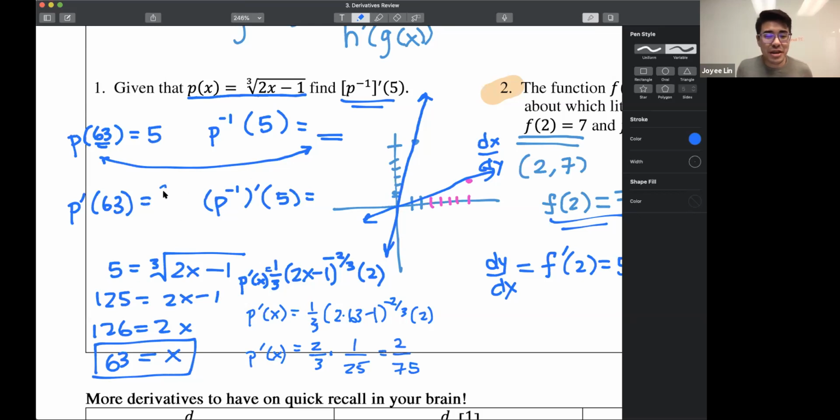We found the slope of our tangent line is 2 over 75. So then the slope of our inverse function tangent line is going to be 75 over 2. That was a lot. Any thoughts or questions from anybody on this one?